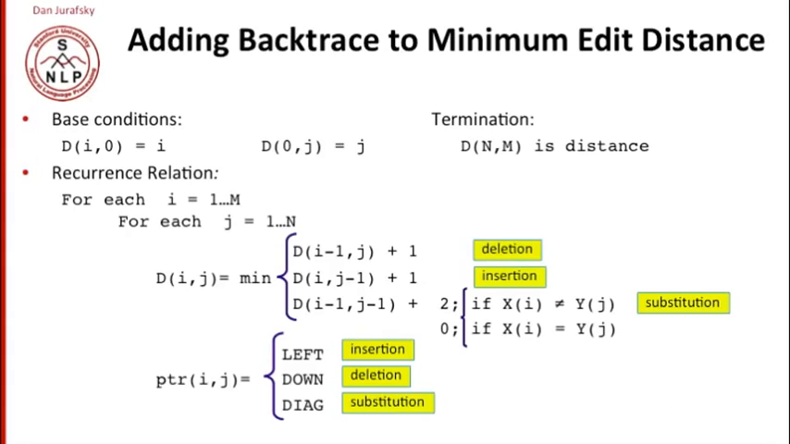Computing the backtrace is very simple. We take our same minimum edit distance algorithm that we've seen, and here I've labeled the cases for you. So when we're looking at a cell, we're either deleting, inserting, or substituting, and we simply add pointers. In the case where we're inserting, we point left. In the case where we're deleting, we point down. In the case of substituting, we point diagonally, and I've shown you those arrows on the previous slide.